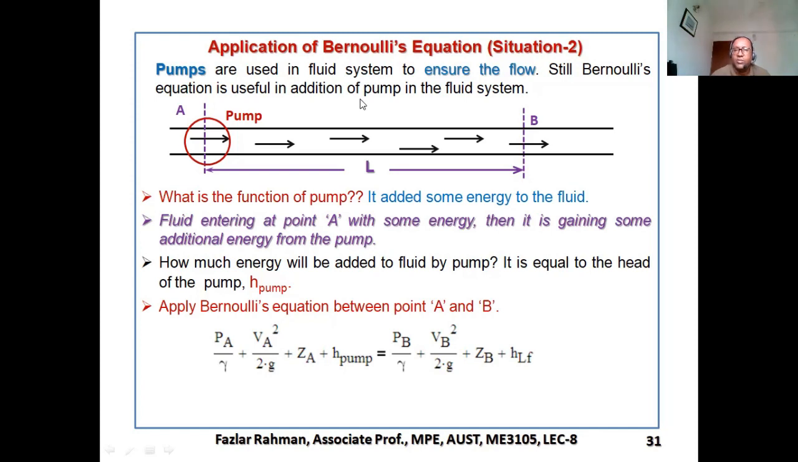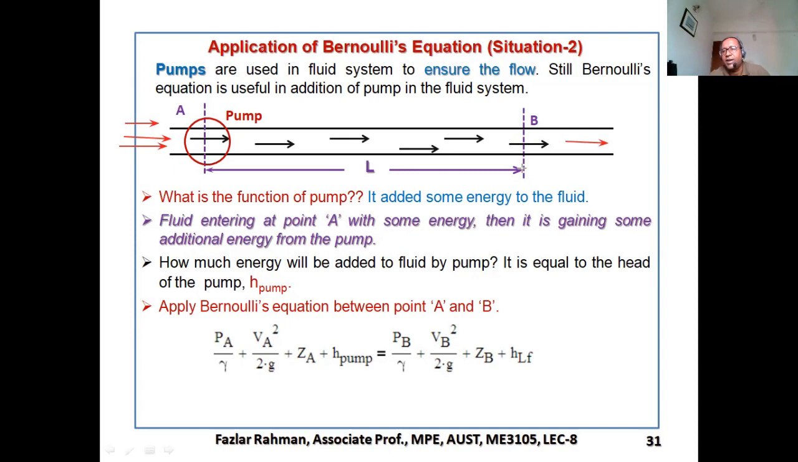For example, you might be sitting in a room with your fan running, right? What happens over here? You are giving some energy to the fluid, so it is moving around. With no electricity, the fan is not moving, and there is no airflow. Okay, say a fluid is entering at point A from the left side. When it enters at point A, you add a pump. What will happen? The energy of the fluid inside the pipe will be increased. Then it leaves through point B.